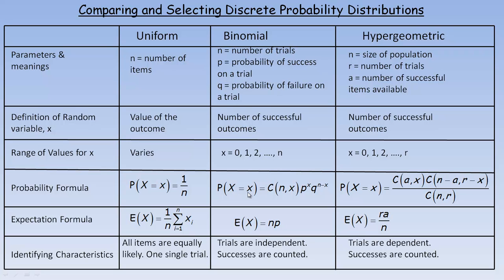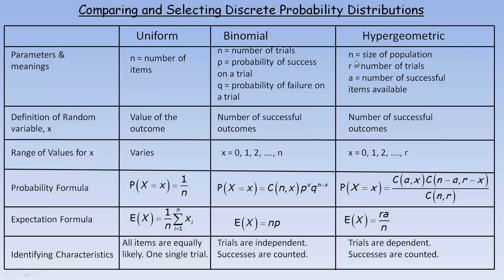The probability that the random variable x equals any particular outcome is n choose x times p to the x, p being the probability of success, times q to the n minus x. Expected value formula is just n, the number of trials, times your probability of success. And the trials are independent as the number of successes are counted. The trials are independent because this is sampling with replacement. If you were like drawing something out of a hat, so that the probability of success stays constant from trial to trial. That's one of the defining characteristics of a binomial.